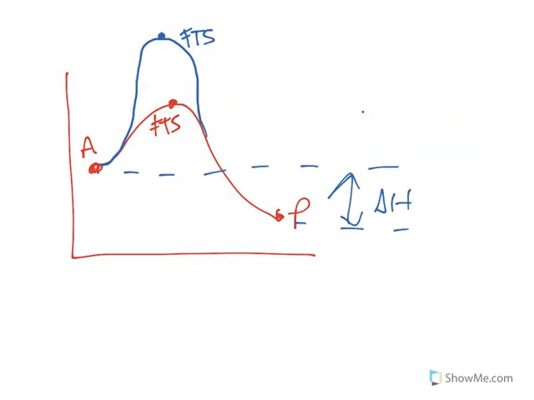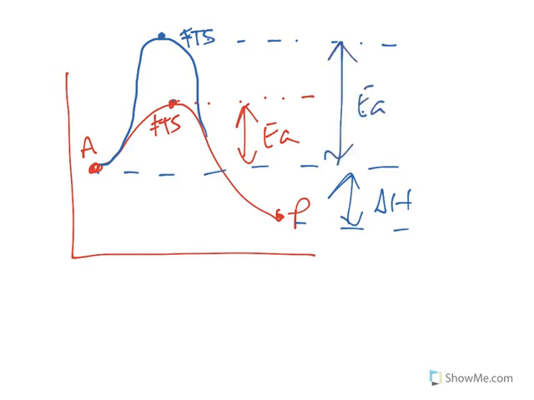So going back here, there's my delta H's, they're the same. There's my EA for that reaction, and there's my EA for that reaction. So EA is measuring from the reactant to the transition state height. That's the activation energy barrier. And the enthalpy is the change between the reactant and the product, the energy there.